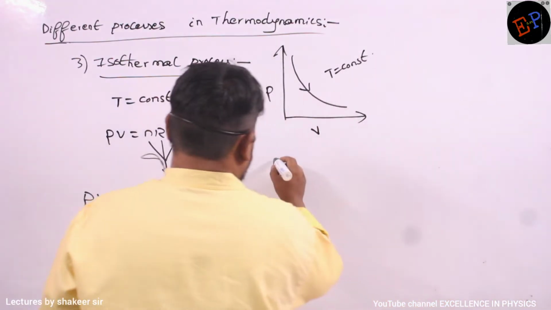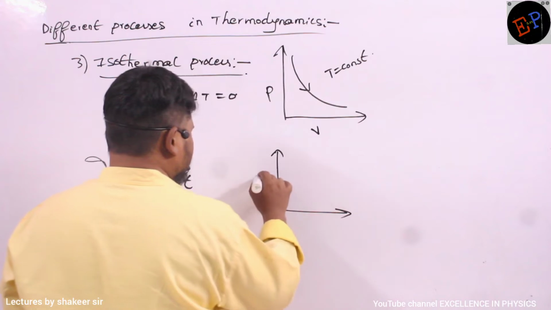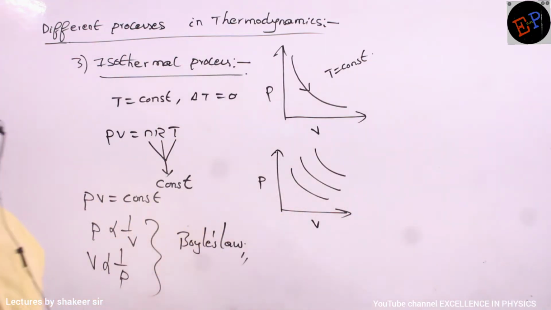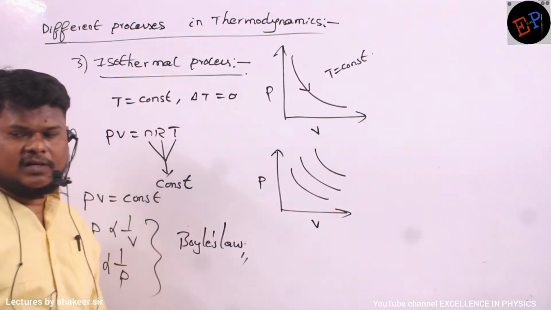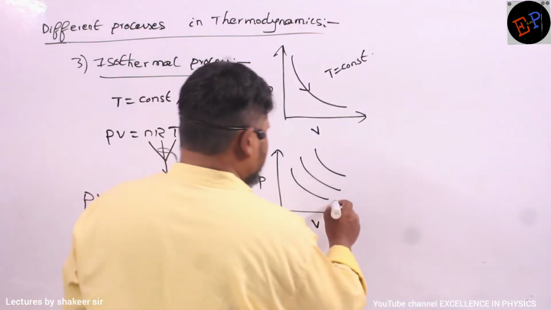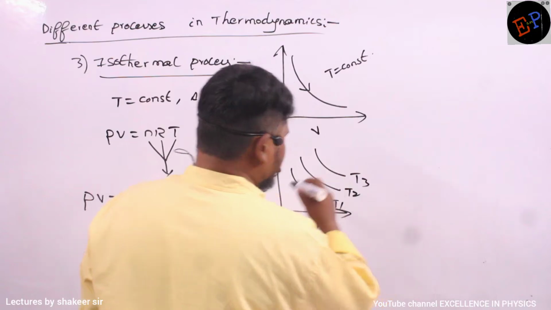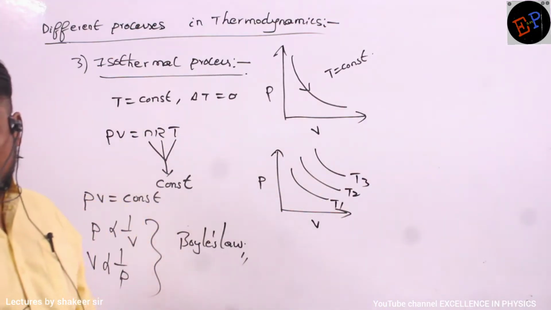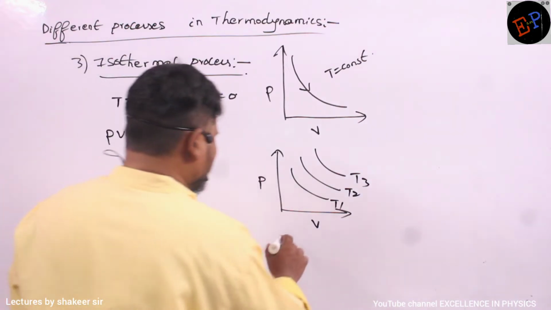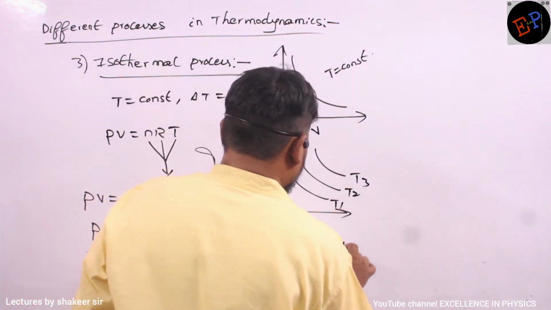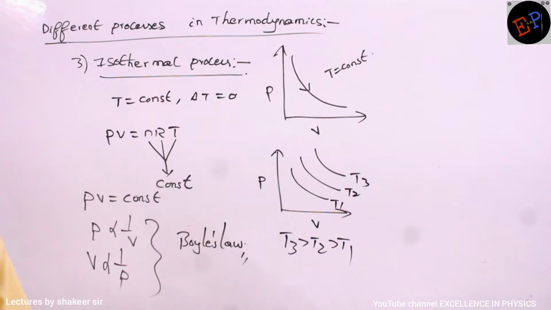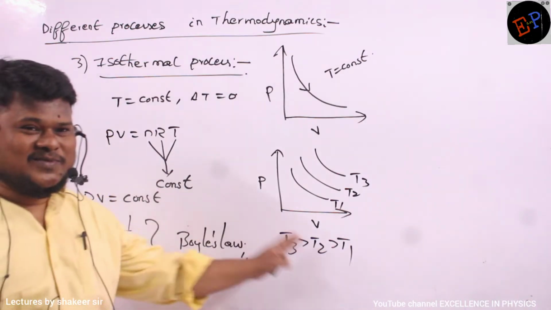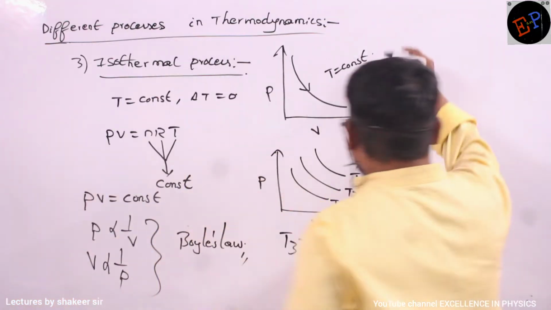Okay. Similarly, if I draw one more graph, so this is pressure and this is volume. So if I draw three types of graphs, then what do you understand? So this one is at a temperature of T1, at a temperature of T2, at a temperature of T3. What is the relation between T1, T2 and T3? T3 is greater than T2 is greater than T1. What is the reason? Already we have studied 1,000 times. Physics 500 times, chemistry 500 times. So no need to study once again. So remember this one. Clear?